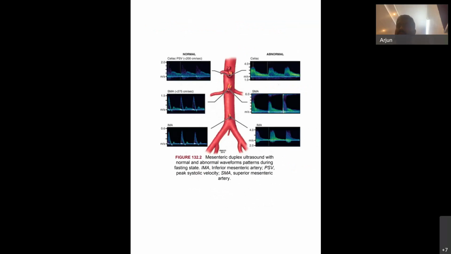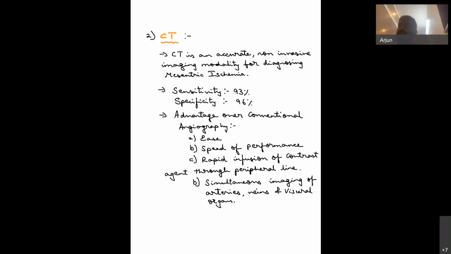This is a mesenteric Doppler ultrasound which shows you normal and abnormal waveform patterns during fasting states. Coming to CT, it is an accurate, non-invasive imaging modality for diagnosing mesenteric ischemia. The sensitivity while using CT is 93% and specificity is 96%.